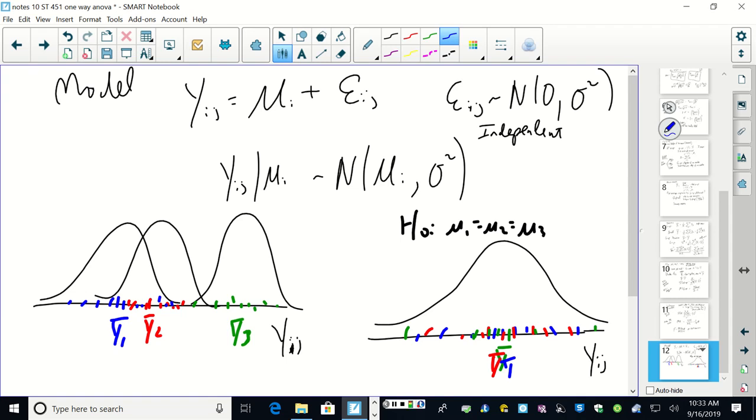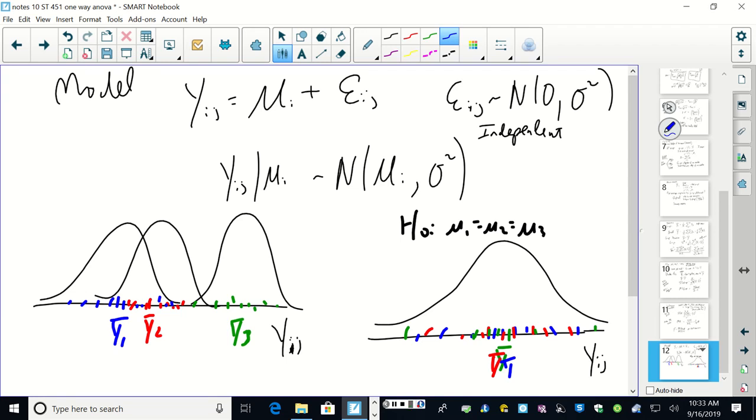And so we want to be able to test between this scenario and a scenario like that. And you could have two of these be exactly the same and one be different. And once you get 4, 5, 12 groups, whatever, you get all different kinds of patterns.